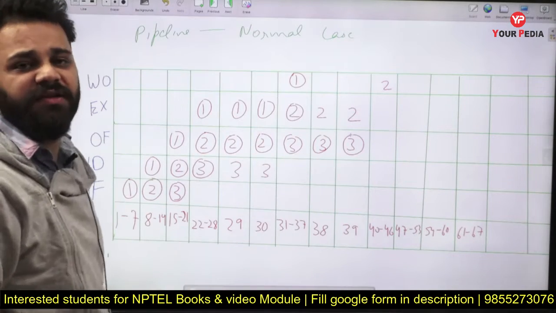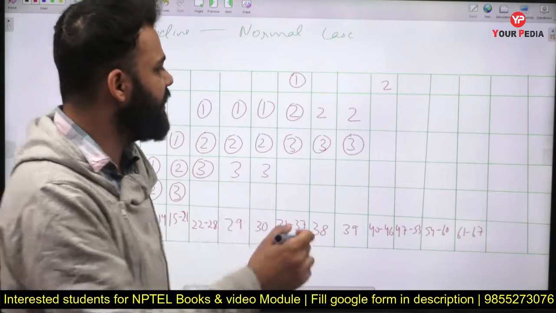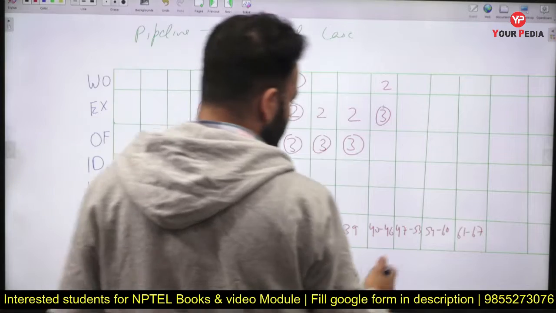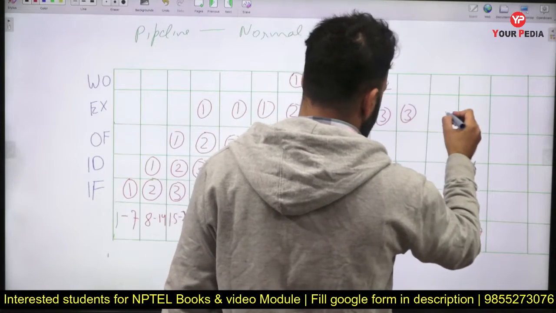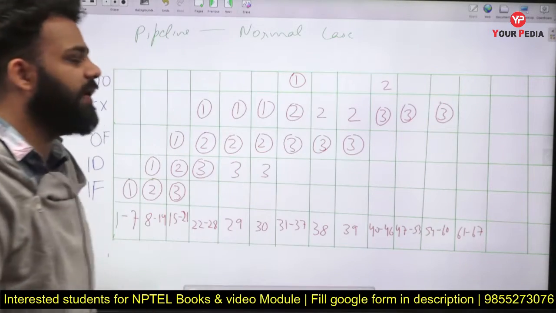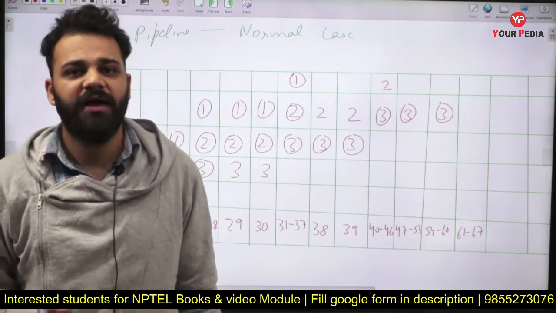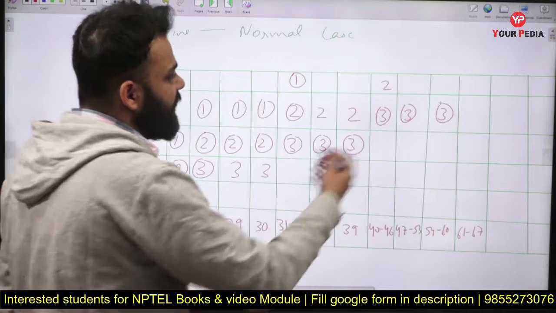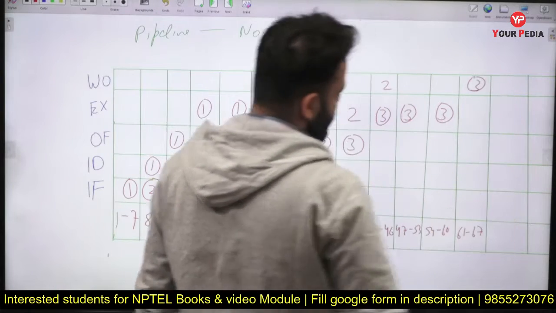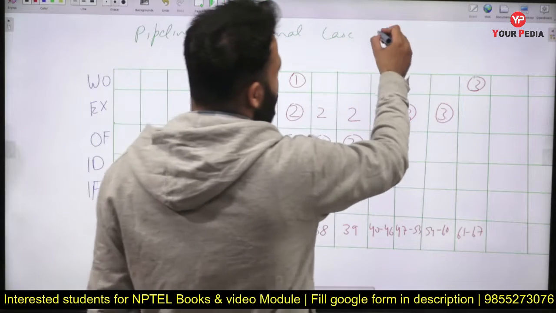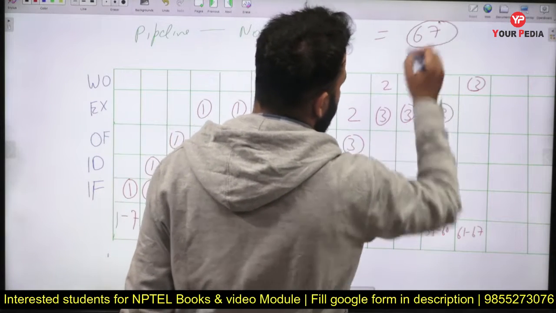Now when the execution stage is free, the third will be moved to the execution stage, and it will take how many cycles? 21 cycles. It will take 21 cycles because it is a multiply instruction, and a multiply instruction takes 21 cycles on the execution stage. After that it will complete its 7 cycles on the write back. So the total number of cycles required is 67.